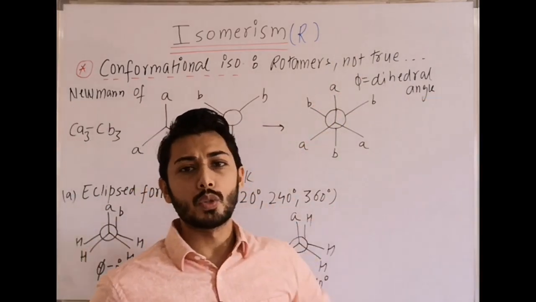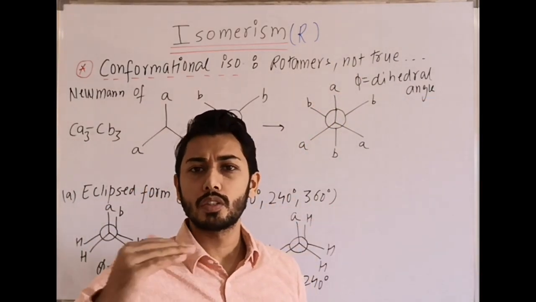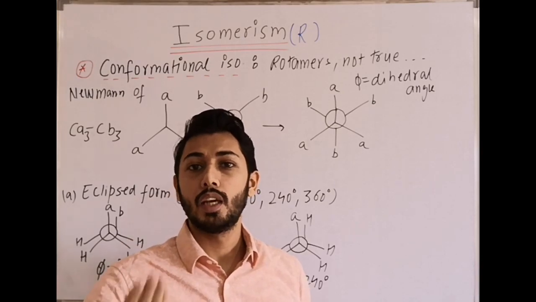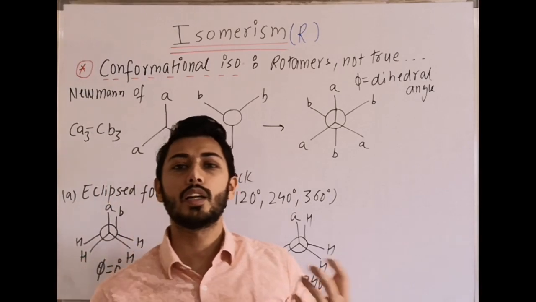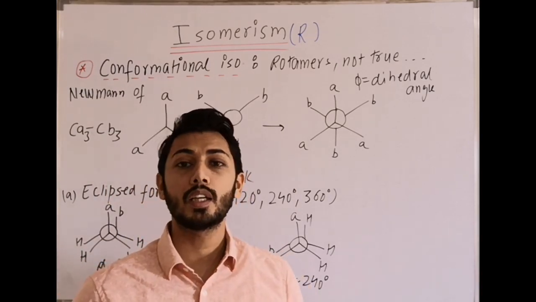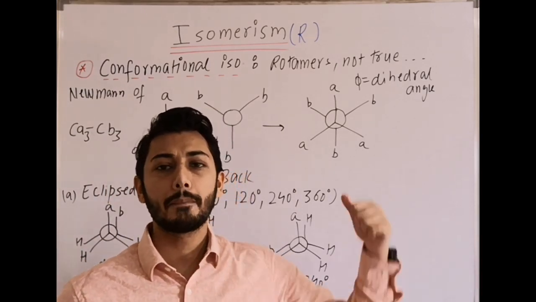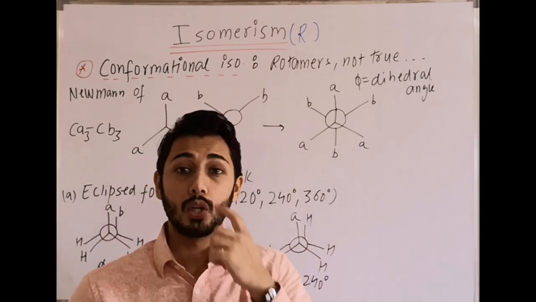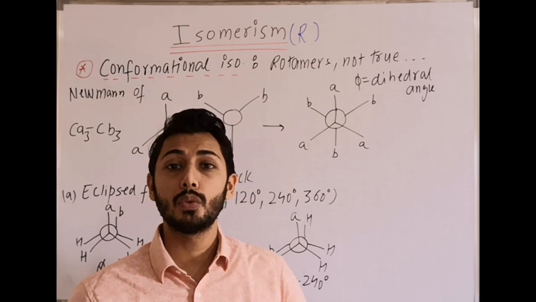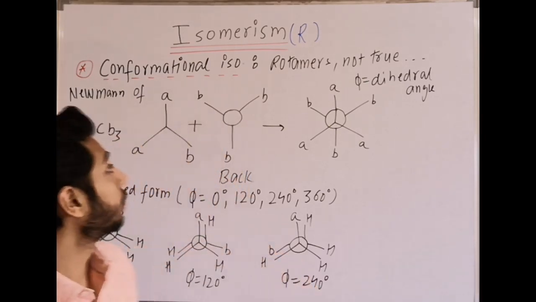They are not true isomers. Why they are not true isomers? Because they are continuously interconverting into each other, or we can say they are not true isomers because they are interconvertible. That is why conformational isomers are non-isolable, whereas configurational isomers are isolable. We can separate them also.